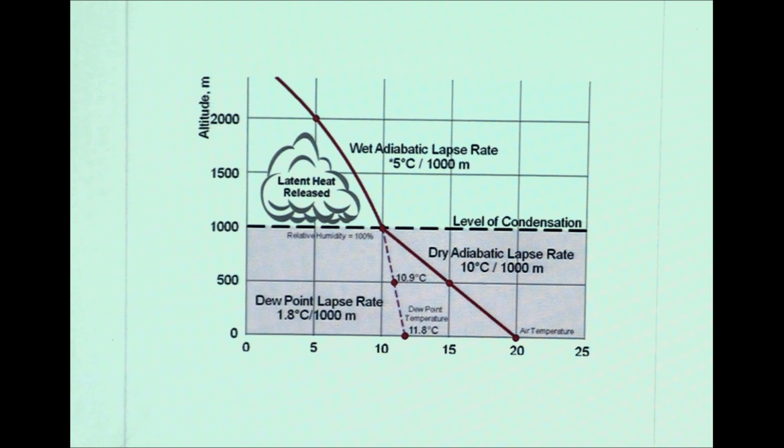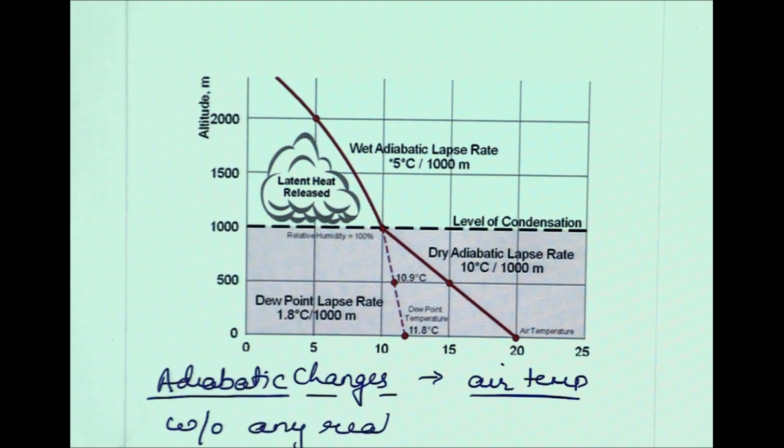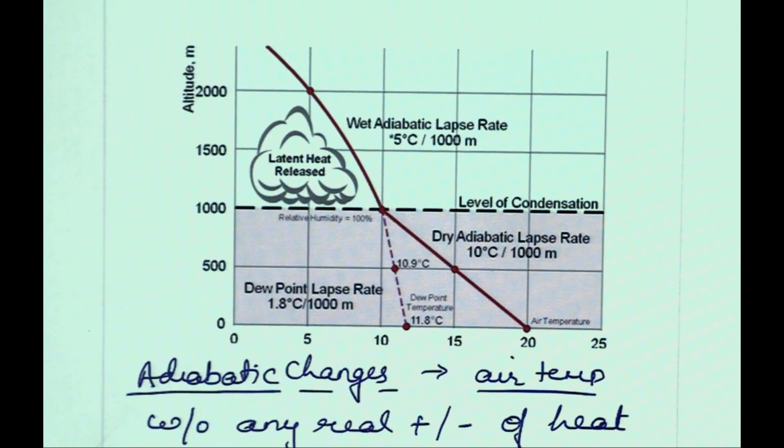We want to begin with our study of what is meant by adiabatic changes in the air column. Adiabatic changes are defined to be change in the air temperature without any real addition or subtraction of heat. So the question automatically gets generated, how can I change the temperature when there is no addition or subtraction of heat? So this comes with the reference of volume change.